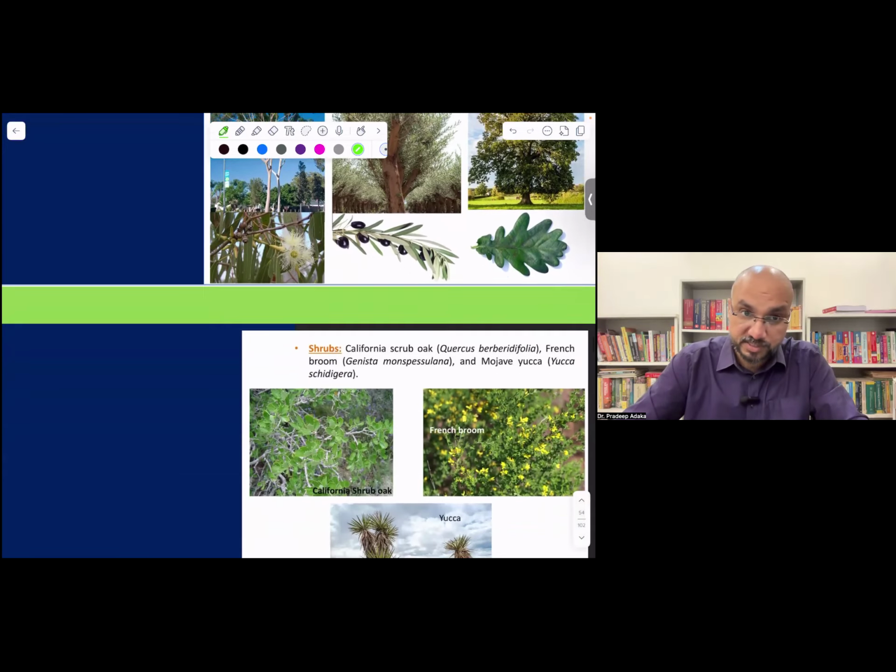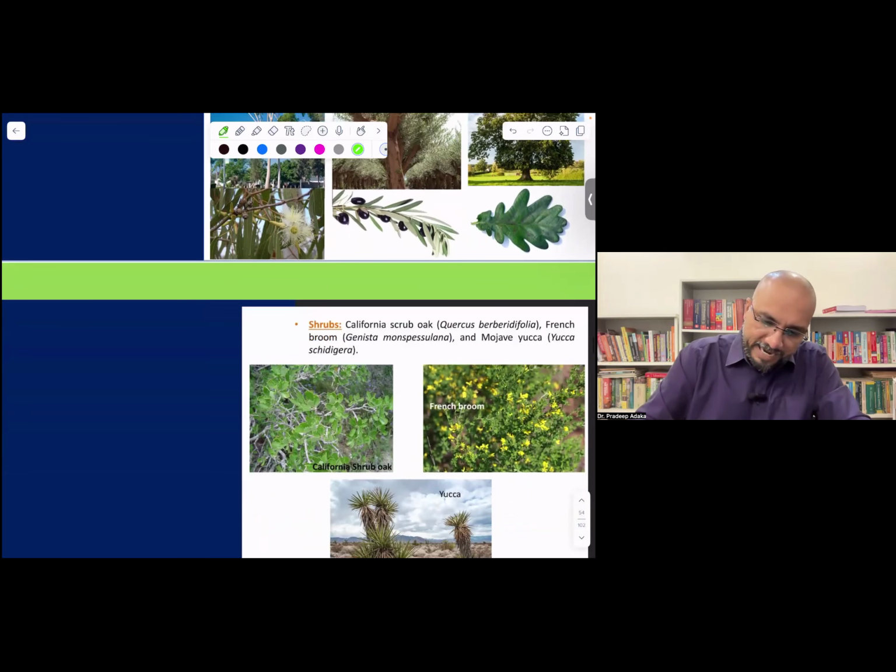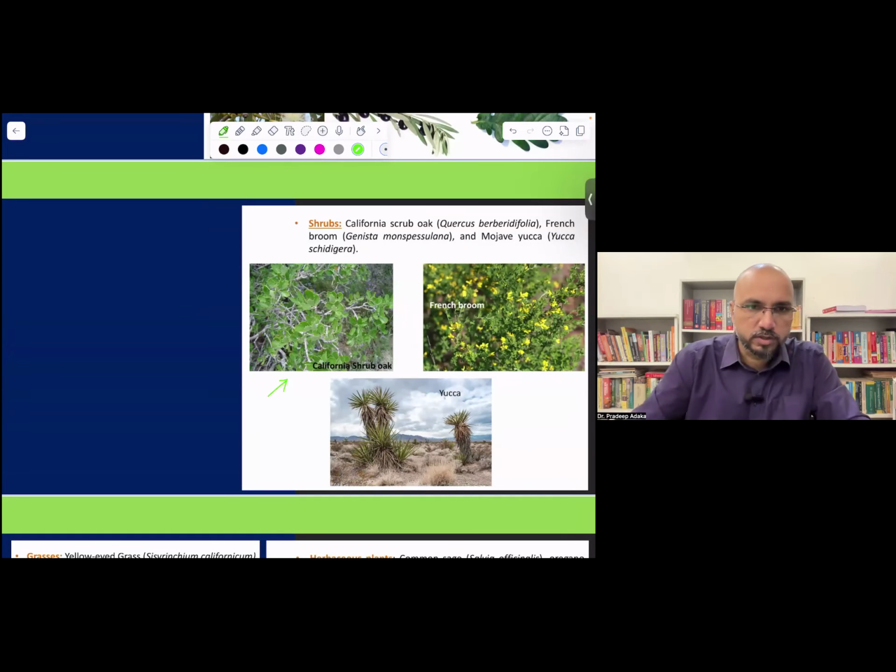Now, what are the shrubs that you see? California shrub oak, this is chaparral. Quercus berberidifolia, this is called California oak. This is the characteristic shrub, very commonly found in California. So Quercus berberidifolia.